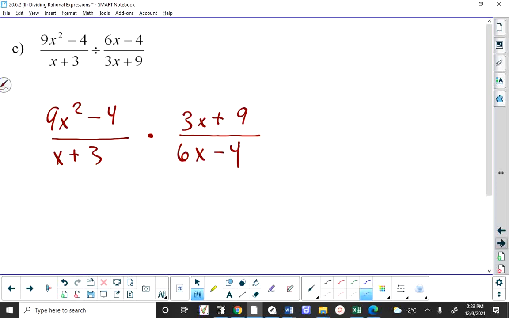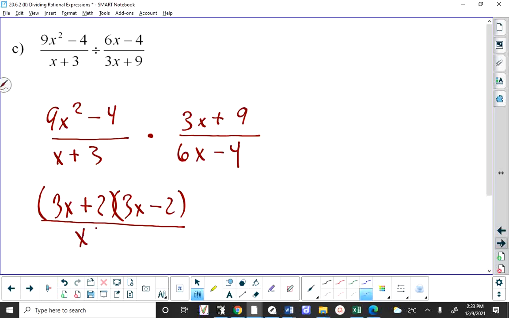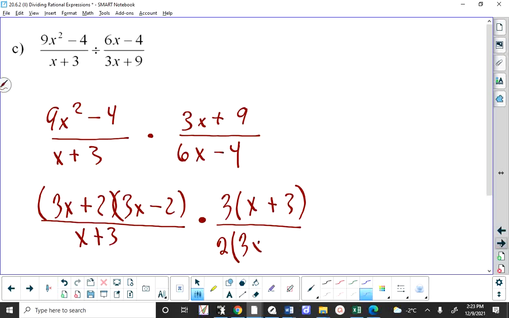Now let's factor and cancel. It gets kind of boring after a while. There's no real challenge other than the grunt work of factoring everything. 9x squared minus 4 is a difference of squares. It factors into 3x plus 2, 3x minus 2, and then we have an x plus 3 on the bottom. 3x plus 9 has a common factor of 3, and if we factor that 3 out, we have x plus 3 remaining, and I can factor a 2 out of the denominator here and be left with 3x minus 2.